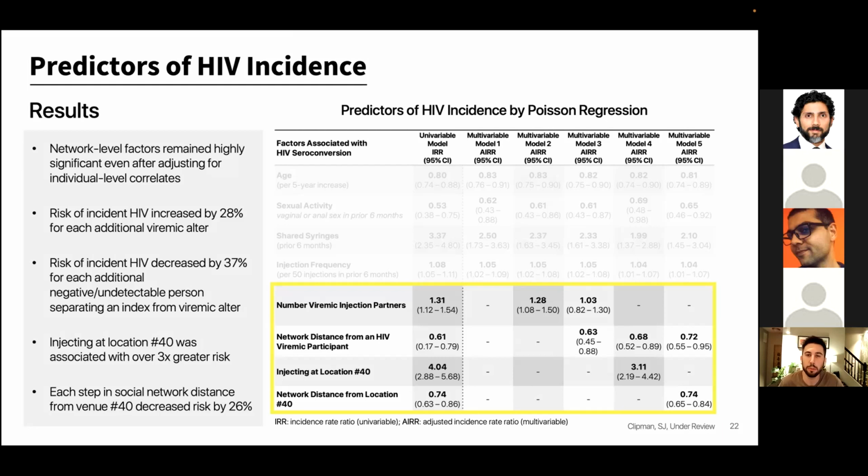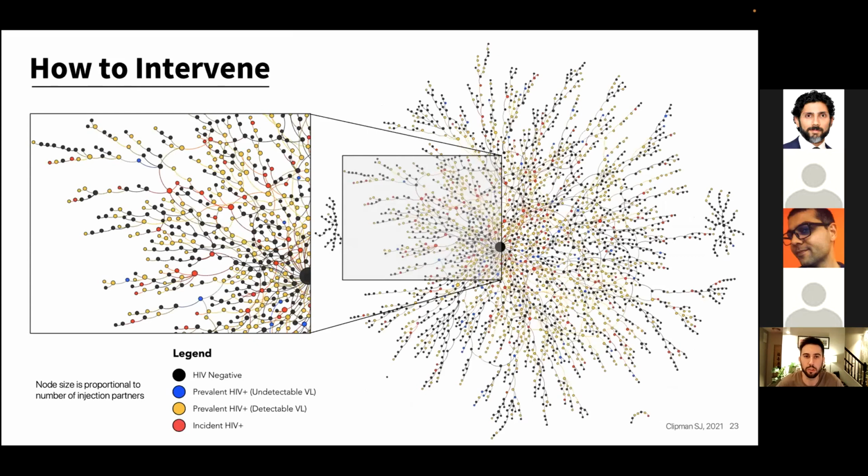So for example, for every person separating an individual from venue number 40, risk decreased by 26%. So maybe you personally don't inject at this hotspot, but one of your injection partners does, or one of your partner's partners does. For each additional degree of separation you are from that location, your risk decreases. This is interesting because it demonstrates how we can indirectly impact individuals' HIV risk through network connections. The question, though, is what is the best way to do that? Which nodes are best positioned to have a big impact? And that's what I want to focus on for the remaining portion of my talk.